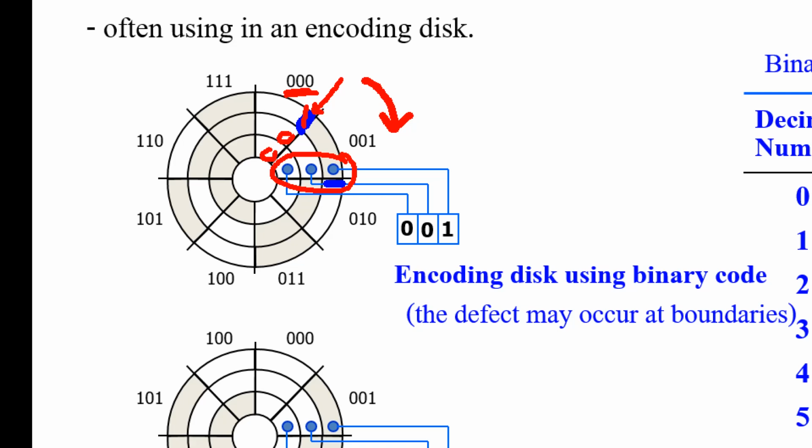Anyway, this error is acceptable because at the beginning it's 0, 0, 1, right? Then it rotates, this moves to here, then it's 0, 0, 1, okay? And after that it changes to 0, 0, okay? That means it's acceptable. Anyway, what happens when rotating in this direction?